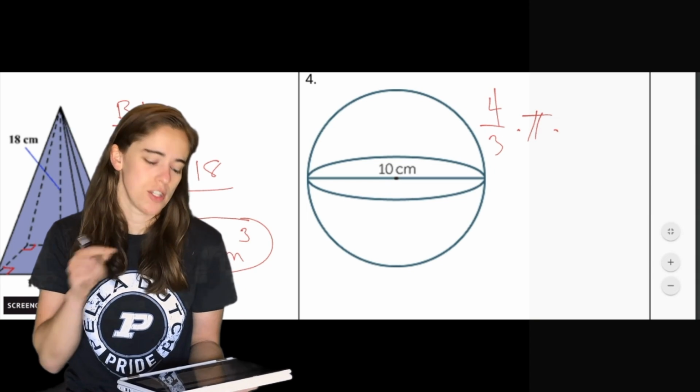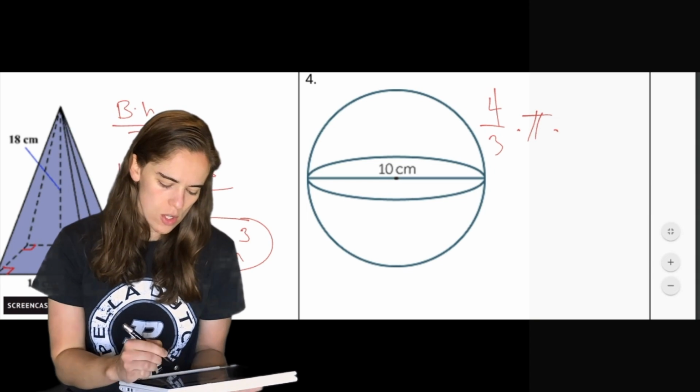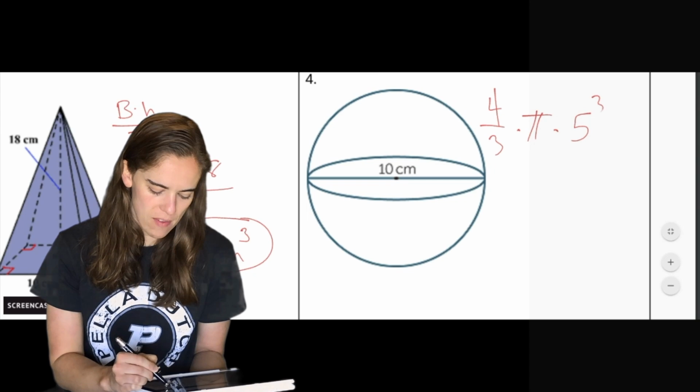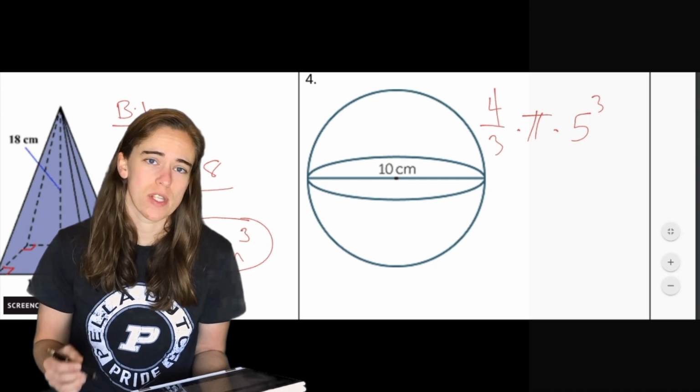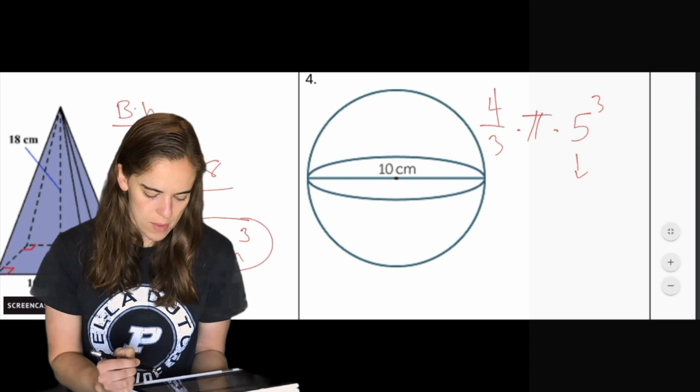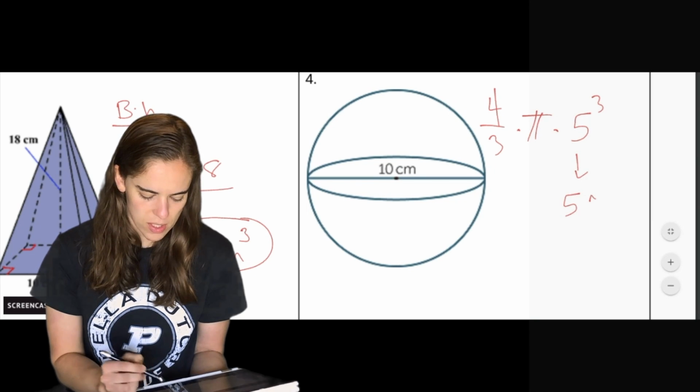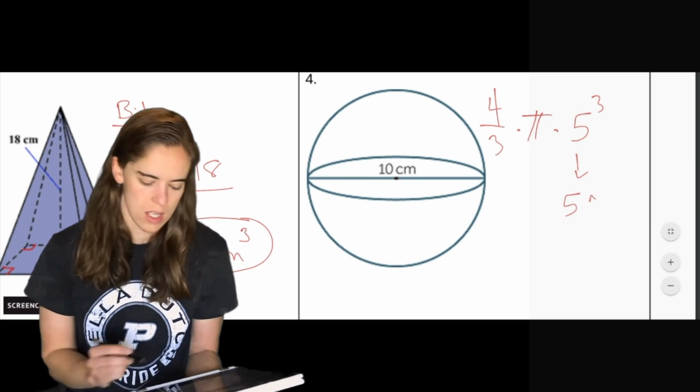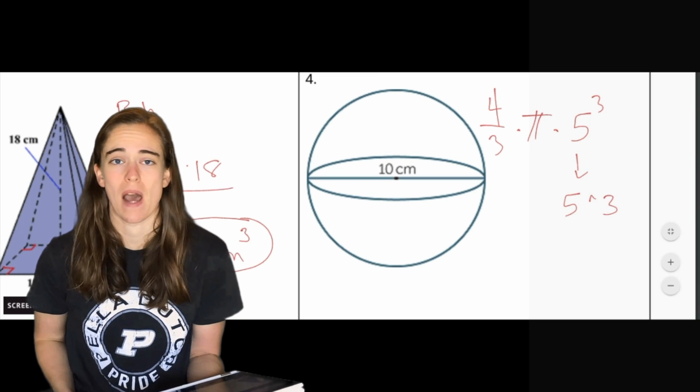And the trick was that you're given the diameter is 10 centimeters, so the radius is going to be 5, and then we're going to cube it. Now, when you go to put this in your calculator, you're going to have to type this 5 as 5. Then you're going to use the caret button, which is a little up arrow, and then to the 3rd power.